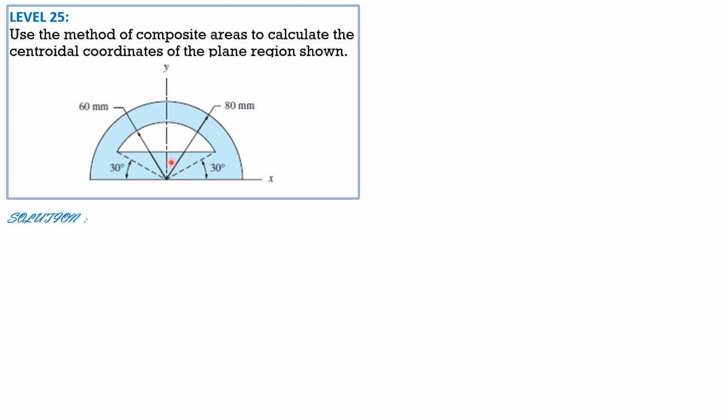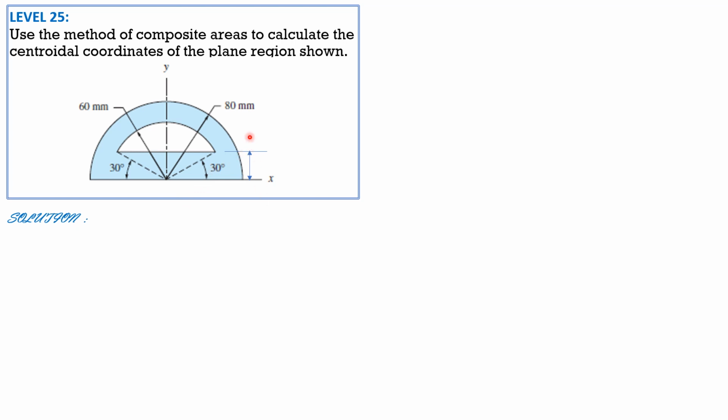y-coordinate of the centroid of this symmetrical shaded region. Because the region is symmetric with respect to the y-axis, therefore barred x or x sub g is 0. We only need yg or barred y. So for the area of the unshaded region, it is equal to the area of this sector minus area of this triangle. So let's focus first on sector and triangle.